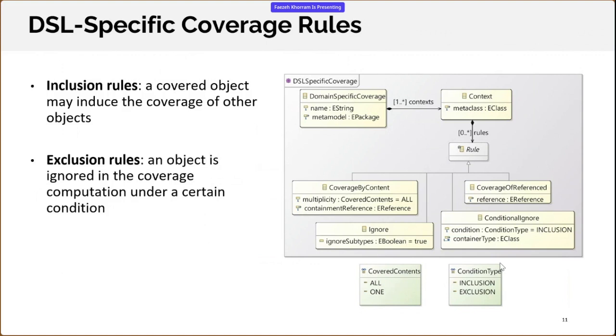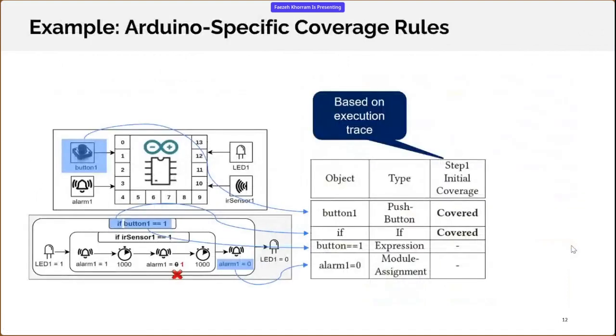To provide such flexibility to our generic approach, we proposed a meta language that allows a language engineer to define DSL-specific coverage rules. You can see its concepts using an Ecore meta model on the right side. So a domain-specific coverage can be defined for a meta model and for different meta classes of the meta model by defining contexts. And for each context, we can define different kinds of rules. Right now, we consider 4 types of rules: coverage by content, which uses the containment relationships to define coverage rules; coverage of reference, which uses non-containment relationships between elements to define coverage rules; and ignore and conditional ignore, where you ignore elements. You will see examples in the following.